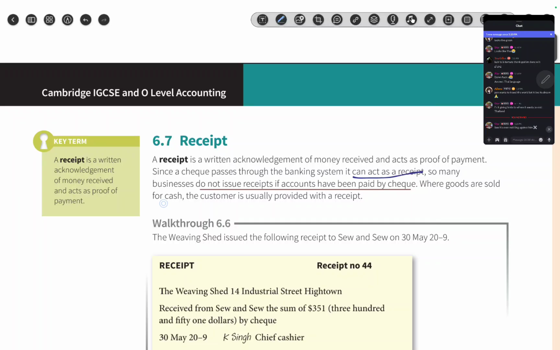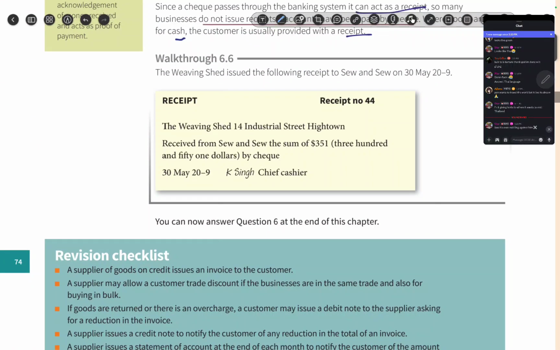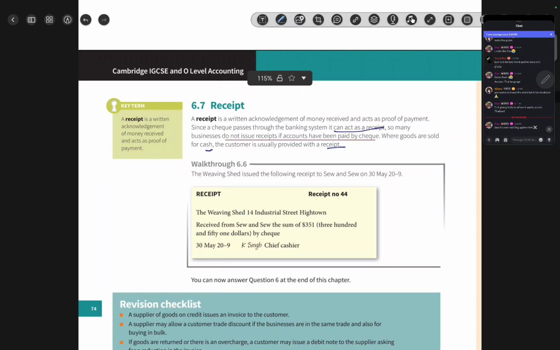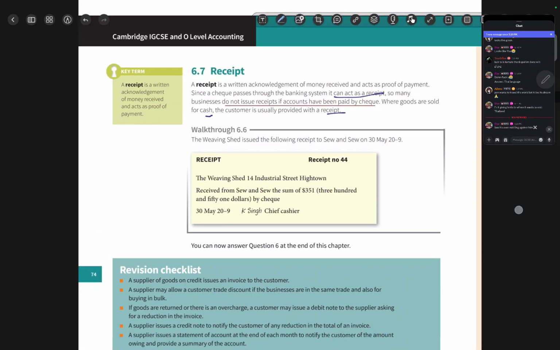And then when goods are sold for cash, the customer is provided with a receipt so he can go home and he can record it into his book or whatever he wants to do. And you can see that the receipt is very simple. There is literally one paragraph and one picture given in the book, meaning that it barely even comes in the exam.